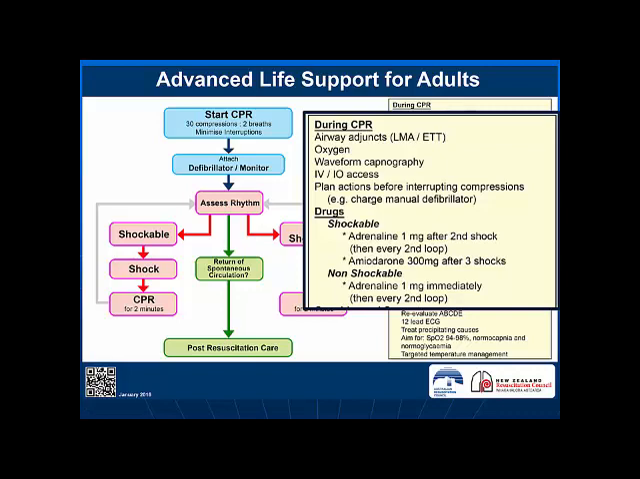When we are doing our 2 minutes of CPR, we should always be thinking of other things we need to be doing. So things like airway adjuncts, putting in an endotracheal tube to secure the airway, giving oxygen, attaching waveform capnography. This is now the standard of care in arrested situations. They have looked at capnography as a marker of successful chest compressions. If you've got end-tidal CO2 over 10, that means chest compressions are effective and providing a good cardiac output, so to speak.